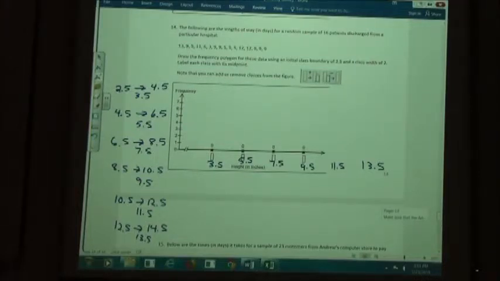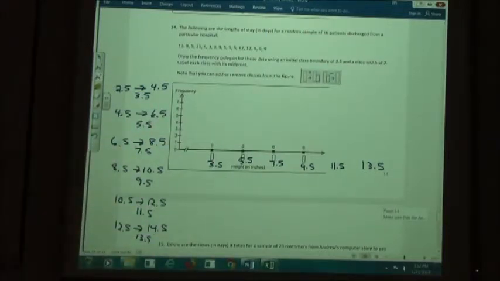Now, most of the technology activities will be with your homework stuff, but I wanted to go through the first one so you got used to using the graphing calculators and you knew what I was talking about, because I'll give you step-by-step instructions on doing these, because you can tell this is taking us a really long time to do.